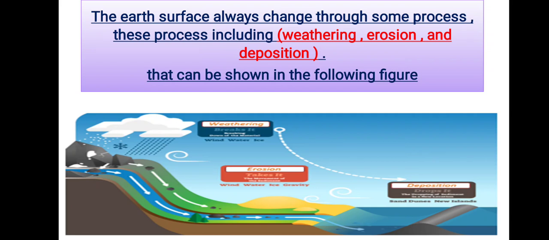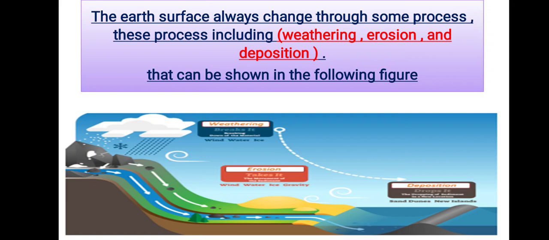Okay, at the beginning of the session, I said that the Earth's surface is not stable. Changes happen on the Earth's surface. We have three processes that happen on the Earth's surface and make the Earth's surface change. What are these three processes?